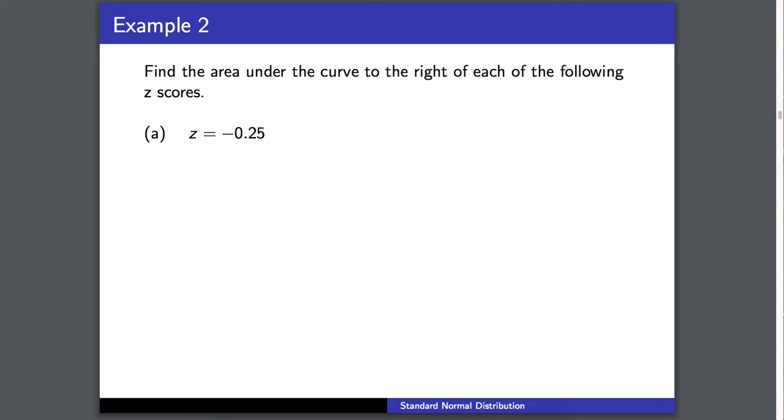All right, welcome back to our section on standard normal distribution. In our last video, we took a look at finding the area to the left of a z score under the normal probability distribution. In this video, we're going to take a look at areas to the right, areas in between two z-scores, and then areas outside of two z-scores.